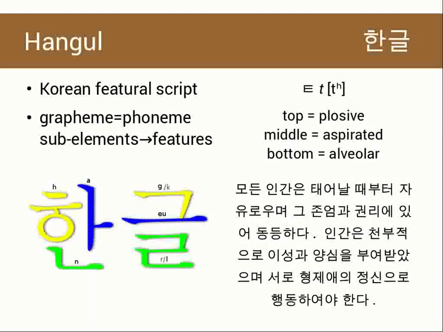And then we go to Hangul. That's the Korean script. That's the only featural script that is actually used around the world. So the trick is that a grapheme is made up of sub-elements that each represent phonetic features. This is a beautiful colored example at the corner, which is probably going to explain everything way better than I could.